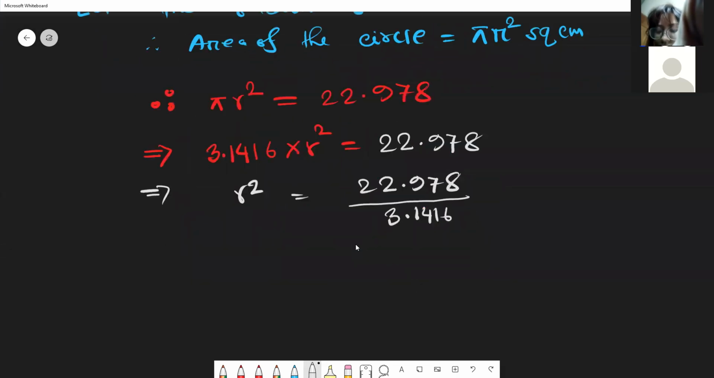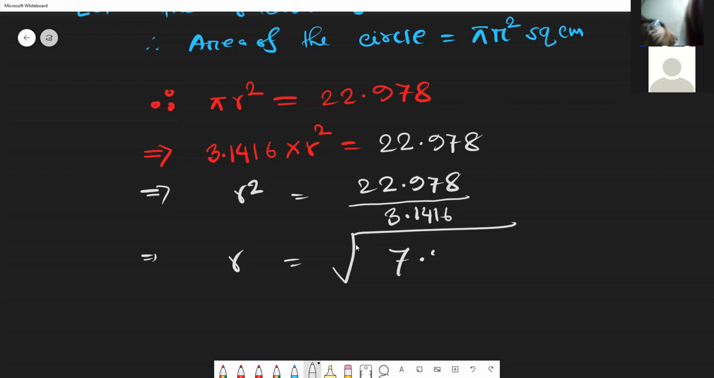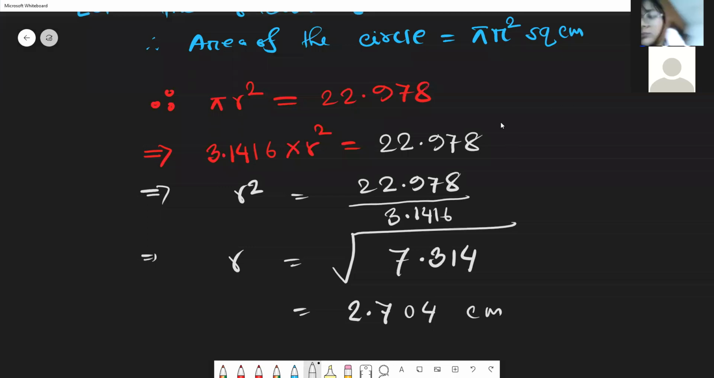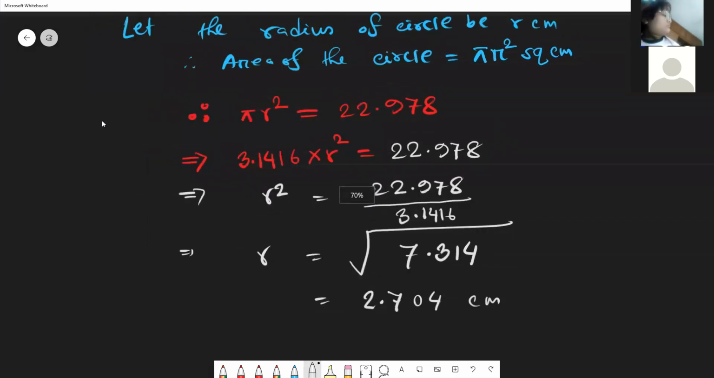So by using a calculator, we can write here r equals root of r square. Taking the square root of both sides, r equals 7.314, so this means r equals 2.704, and this is centimeter. Now this is not our requirement. Our requirement is to find the circumference of the circle.